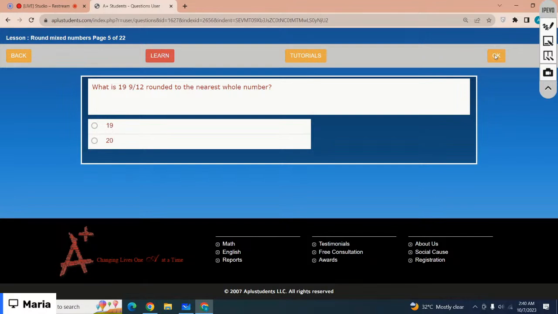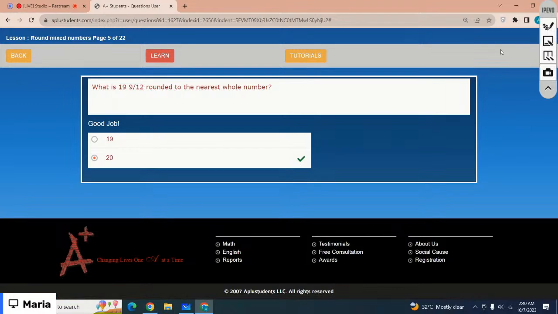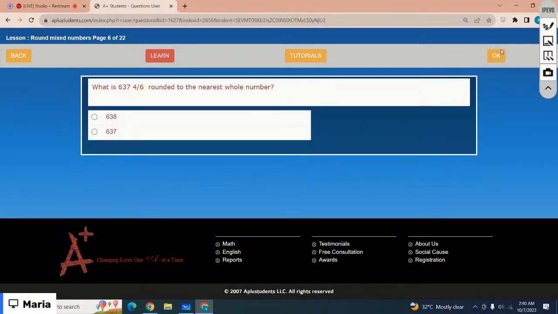What is 19 whole 9 over 12 rounded to the nearest whole number? Which is the correct option? The correct option is 9 over 12 is greater than 1 over 2. So it would be rounded off to 20, right? Okay, you can complete the lesson by yourself later today.